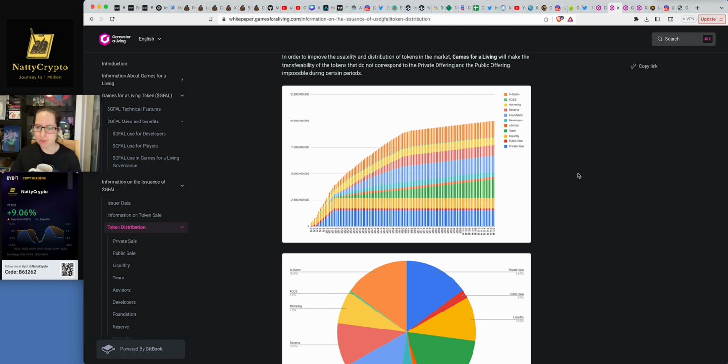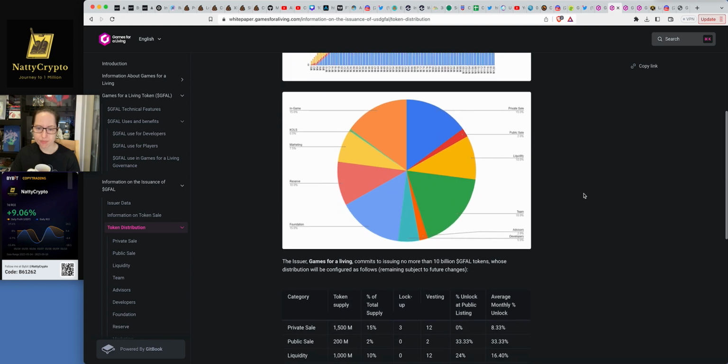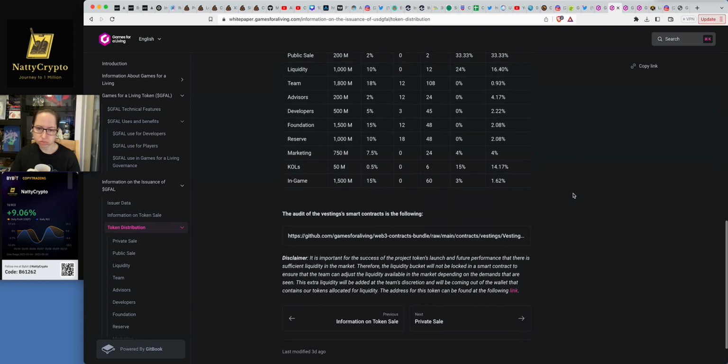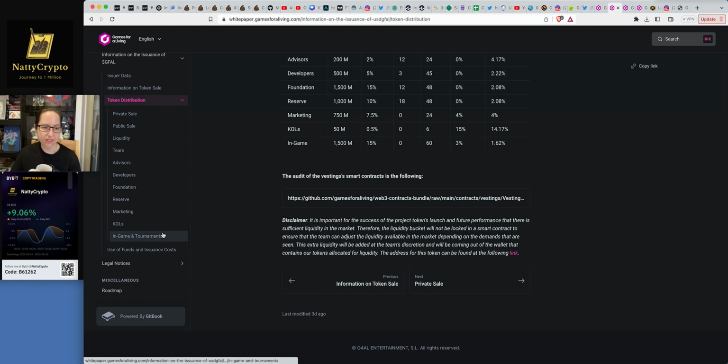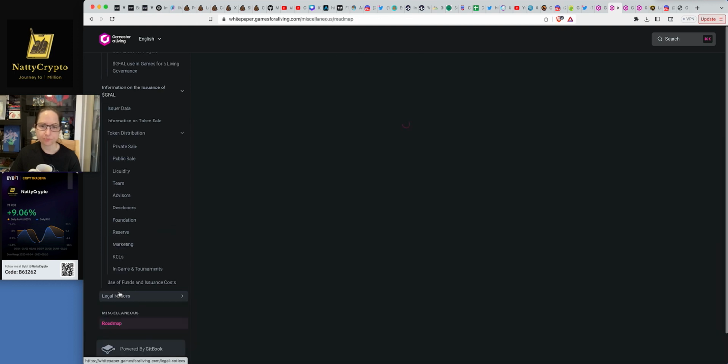The in-game is not taking a big chunk, but the foundation's taking a big chunk. The team is going to be taking a big chunk towards the end of it. The KOLs got a small chunk. The developers, obviously, are getting a bit of a chunk on there. So it will dilute quite a lot as time goes by, really. Have a look at this pretty much in your own time.